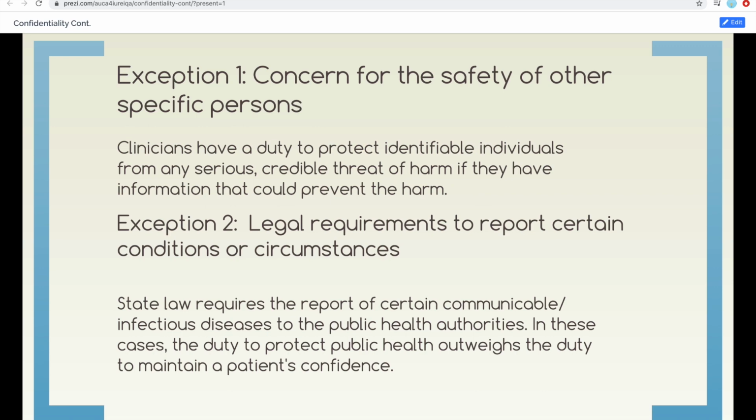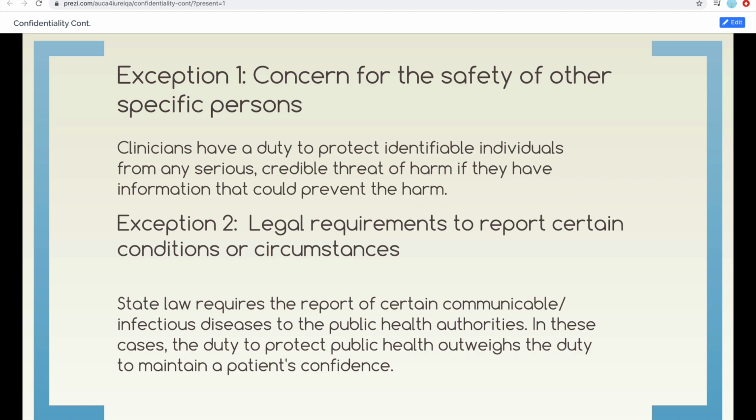The second one includes the legal requirements to report certain conditions or circumstances. So state law here often requires that certain communicable infectious diseases that could impact public health should be disclosed to public health authorities. And in these cases, the duty to protect public health is seen as outweighing the duty to maintain a patient's confidence. And this is particularly interesting because this second exception has been in the news quite a bit lately, and people have been discussing whether or not this should be the case when we are trying to address a pandemic.